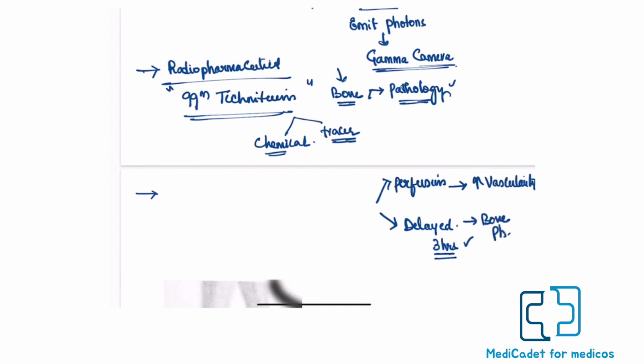So whenever there is an increased uptake of this particular product in the bone phase, you say that bone has become vascular, and there is an increased area where there is an increased bone formation. So the bone uptake is more. If it is not taking up as normal, then there's a decreased bone. That means it is a dead bone, right? So that is how you diagnose the conditions.